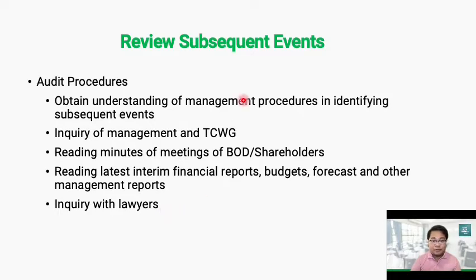So we will discuss more about subsequent events when we go to the discussion of the auditor's report, because there are different types of subsequent events: we have adjusting events and we have non-adjusting events. So we will understand their implication in the audit report in our discussion of audit reports, which is the module after this one.